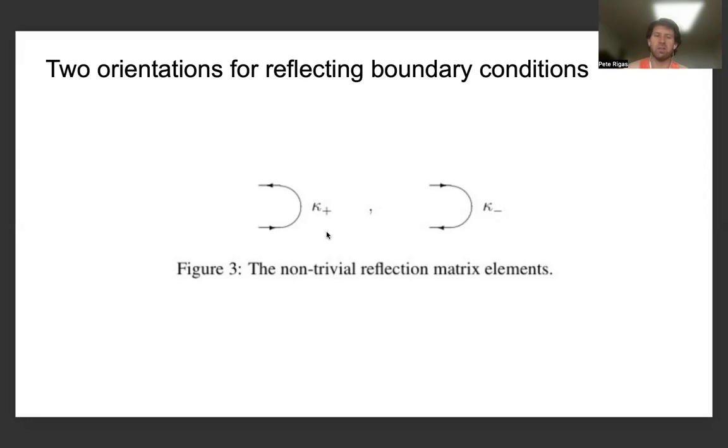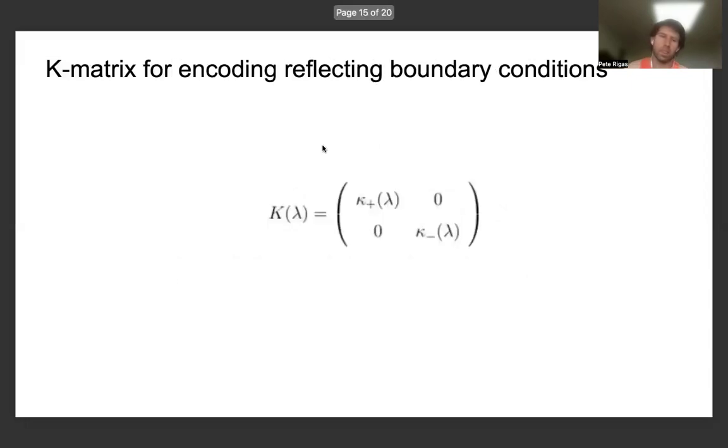And this is given by the fact that one orientation for the boundary conditions at the reflecting edge can be kappa plus or kappa minus with the opposite orientation. And as we had mentioned, here's just an explicit form of the K matrix for encoding reflecting boundary conditions, in which we said there's one kappa plus term and a kappa minus term, and there are two other zero terms on the anti-diagonal of this 2x2 matrix.